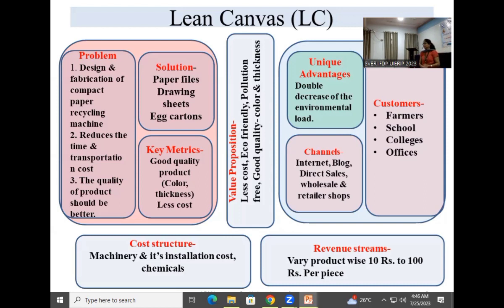So what should be the cost? This is the product cost. This is not the investment of the paper recycling unit. What is your product cost, and how is it varying? And the cost structure: machinery. The main investment in the cost is machinery, its installation cost and various chemicals. That was the cost structure, meaning while establishing that business, the major contribution to the cost is machinery and its installation. And whatever product is developed, that cost varies from 10 rupees to 100 rupees, depending on what you are producing.